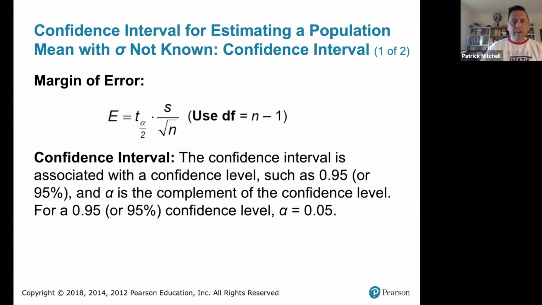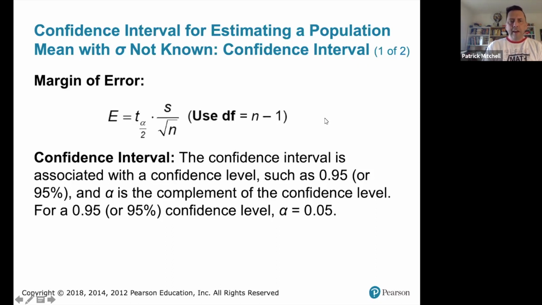All right, so here is the formula for the margin of error to estimate a population mean. The margin of error is equal to t sub alpha over 2, and we'll talk more about what that is in a little bit, times s, the sample standard deviation, divided by the square root of n. When we talk about t, I will talk about what this means over here. df stands for degrees of freedom. That's something you need in order to get the value of t sub alpha over 2.